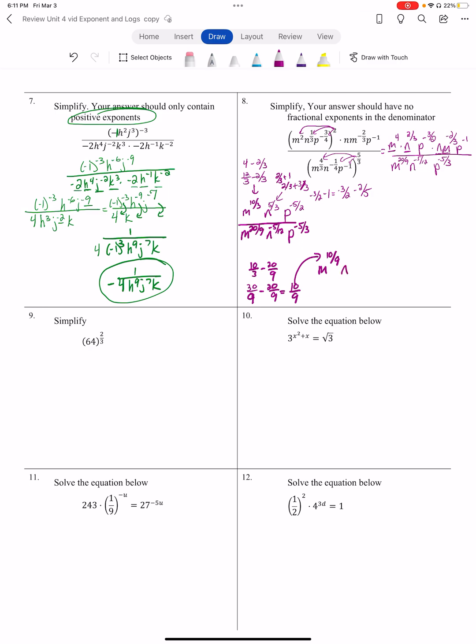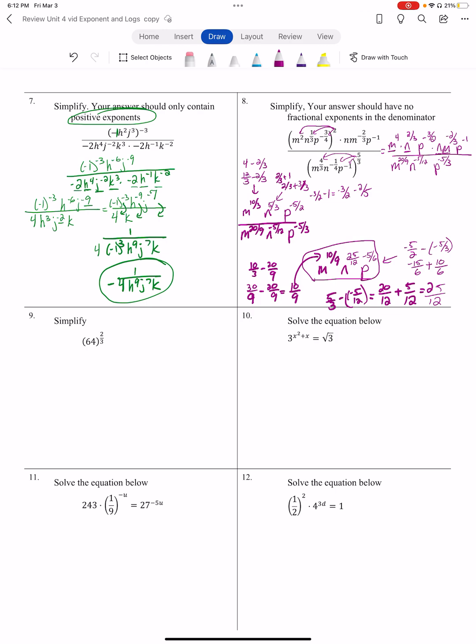N is going to be 5/3 minus negative 5/12. If I multiply 5/3 by 4, it's 20/12 plus 5/12, which is 25/12. And the last one is your p. So that'll be negative 5/2 minus negative 5/3, which is negative 15/6 plus 10/6, which is going to be negative 5/6. And so there is our final answer.